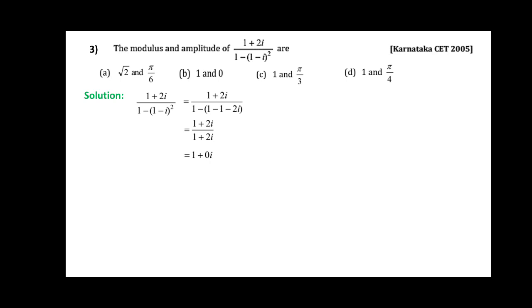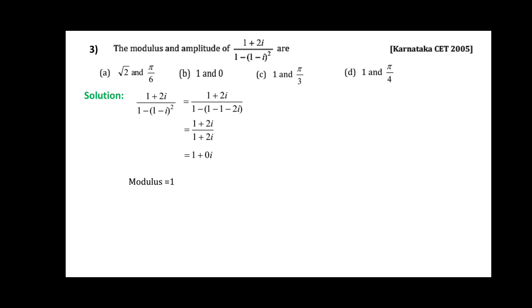Because we have to express it in the form of a plus ib, only then can we get the modulus and amplitude of the given complex number. Therefore, this given complex number will be equal to 1 plus 0 into i. Therefore, the modulus is equal to 1, because the square root of 1 square plus 0 square is the square root of 1 square. So, the square root of 1 square is equal to 1 only. Therefore, the modulus of this number is 1.